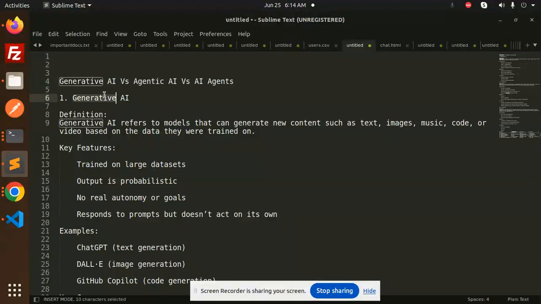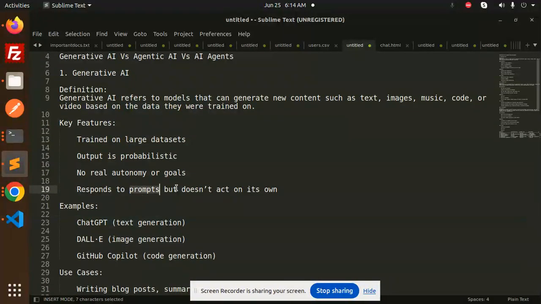Let's get started. Generative AI refers to models that can generate new content such as text, images, music, code, or video based on the data that they were trained on. Basically, generating new content. Key features: trained on large data sets, output is probabilistic, no real autonomy or goals, responds to prompts but doesn't act on its own. So it depends on the prompt, right?